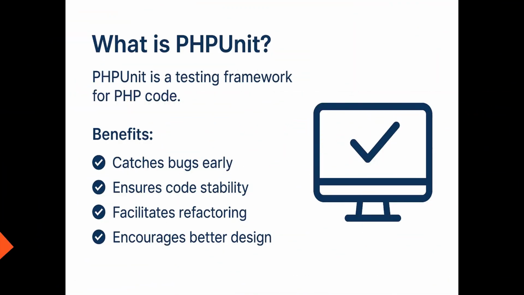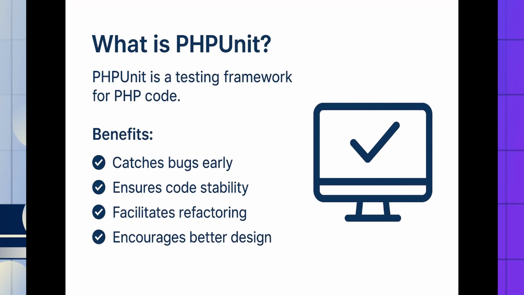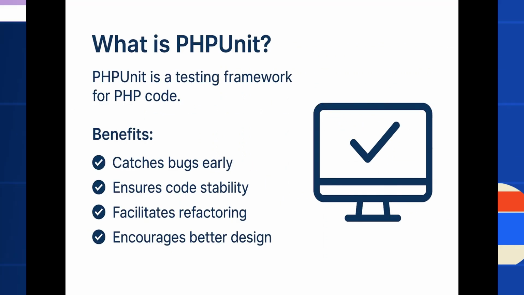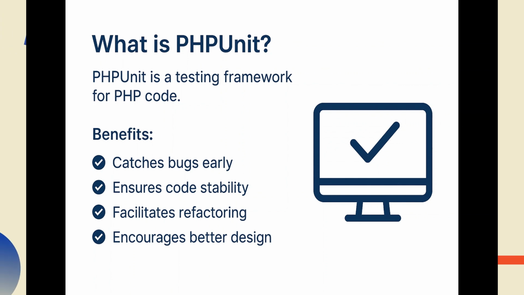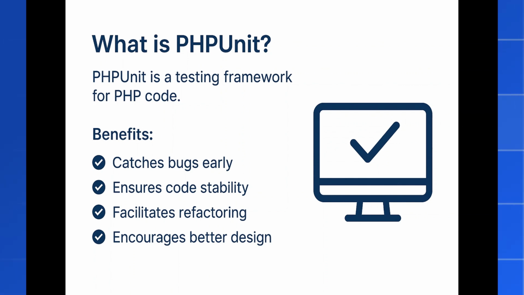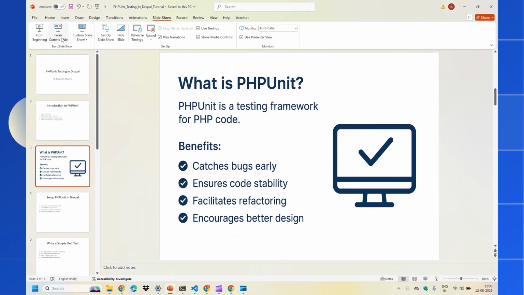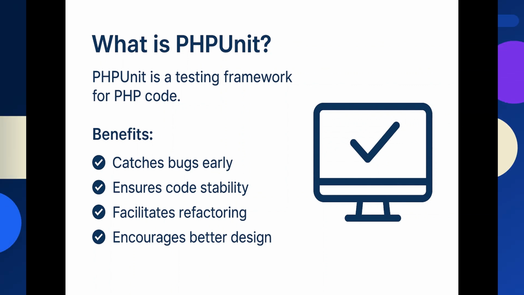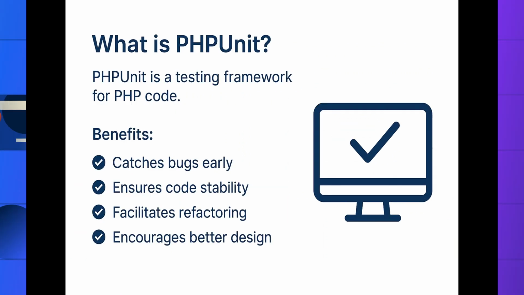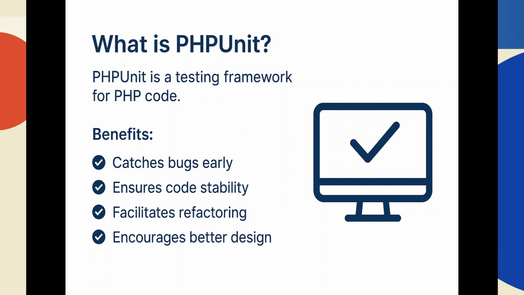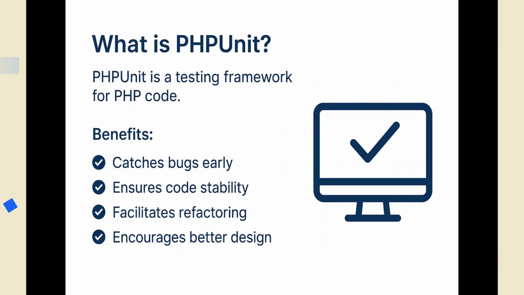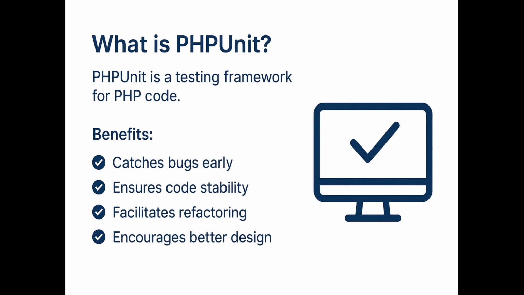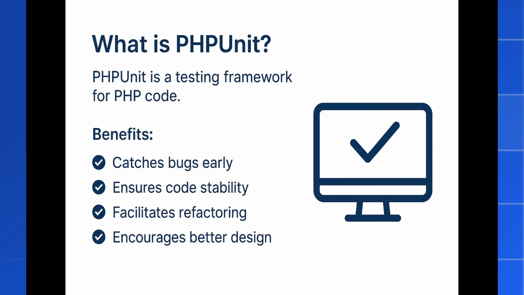PHPUnit is a popular testing framework for PHP that allows developers to write and run automated tests for their code. Think of it as your project's quality inspector. It checks whether your code is working exactly as intended and alerts you if something breaks. By using PHPUnit, we can catch bugs early before they reach production, saving time, cost, and reputation. It also ensures that future code changes don't break existing functionality, thanks to regression testing.